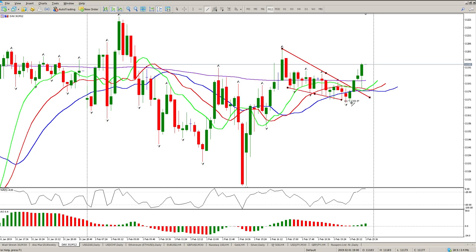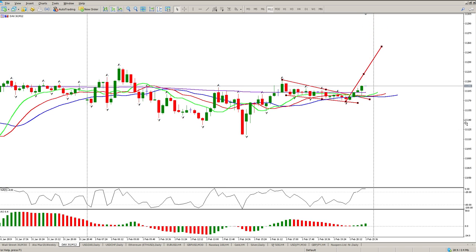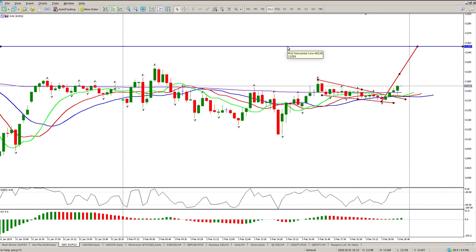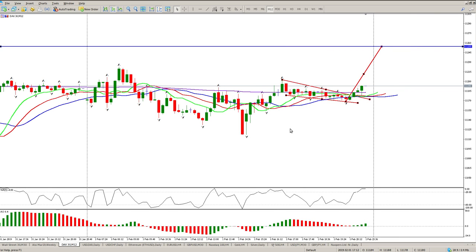But I think looking at the 12, there is my consolidation area. See that? And then we broke up. So that does give me confidence that we should see a move back up to 11,250. Okay, so that's kind of my view at the moment.